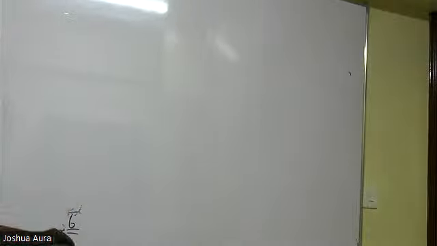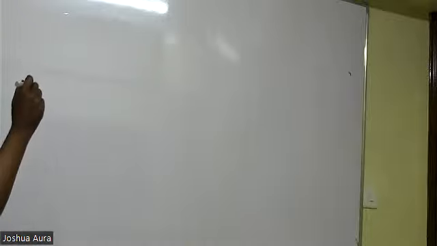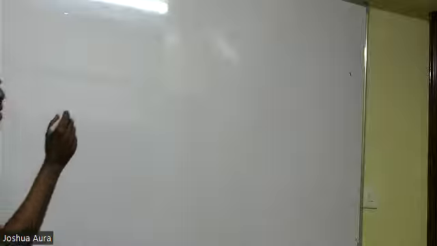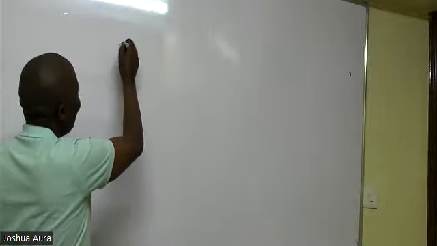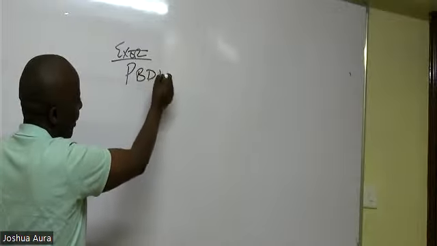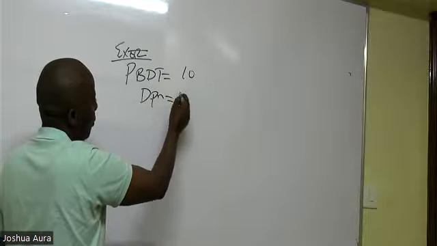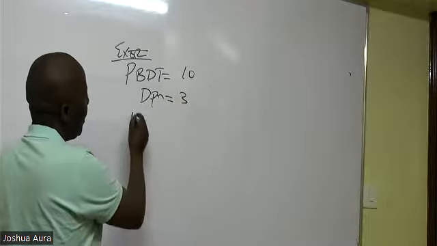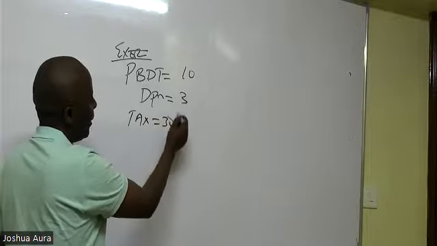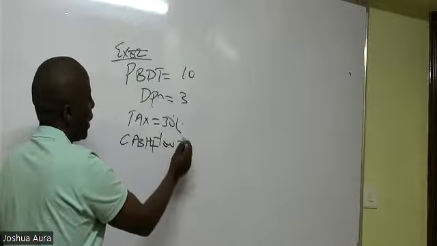Sasa nataka kidogo tuangalie hapa. Now, ladies and gentlemen, if, for example, you are given profit, these are basically exercises to help you. You're given profit before depreciation and tax of, say, 10, and then they give you depreciation of, say, 3, and then tax is 30%. Could you kindly give me the cash flow there?